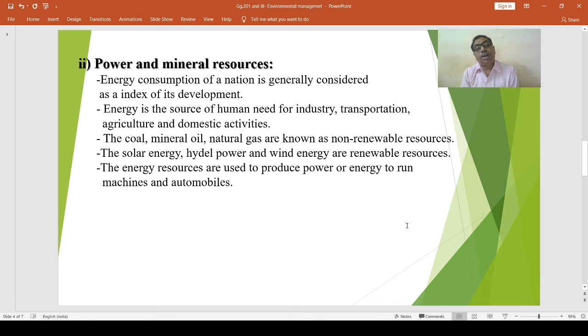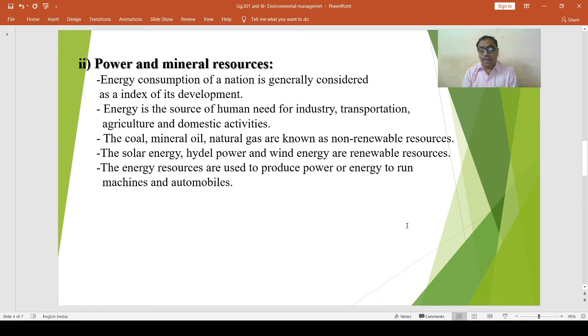Favorable geographical conditions for the generation of hydel power are sufficient rainfall, continuous supply of water, and natural falls. To require low cost, mountainous regions are more suitable.